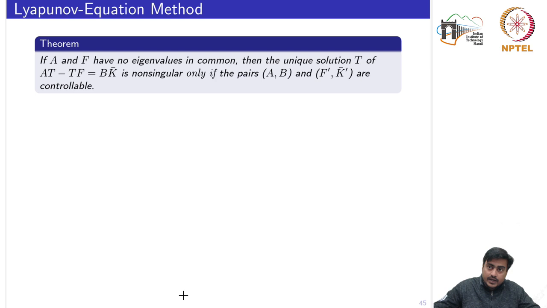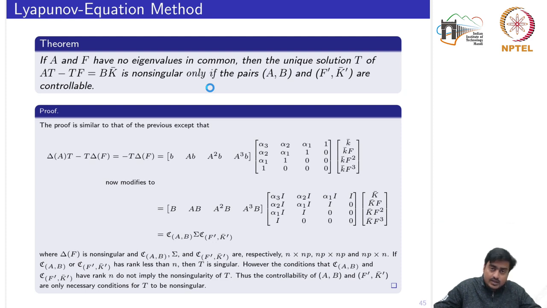We can also write this statement, and as one of the results, the proof of which we will see, that if A and F have no eigenvalues in common, then the unique solution T of this Lyapunov equation is non-singular only if the pairs (A, B) and (F transpose, K bar transpose) are controllable, which is only a necessary condition.